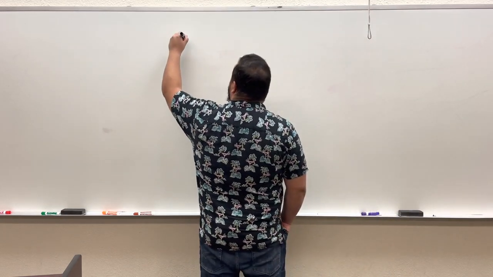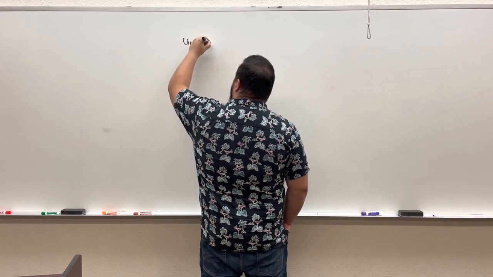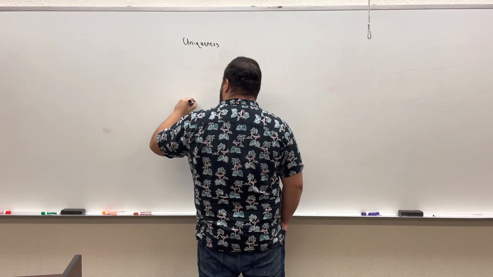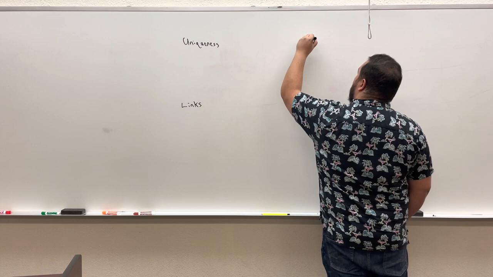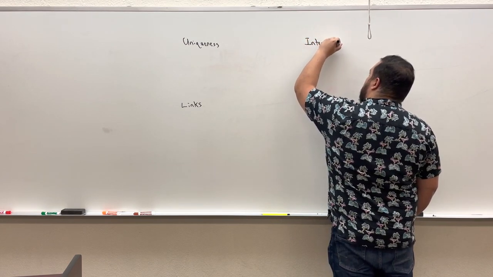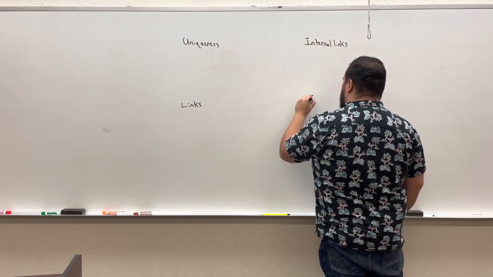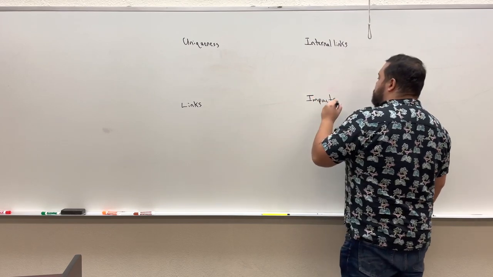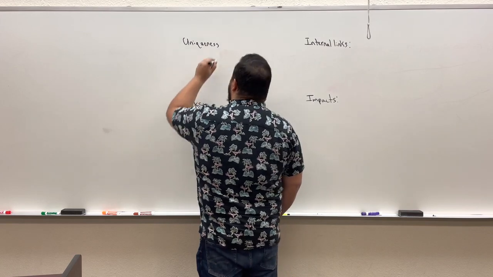So we will start with uniqueness. Eventually, we'll do our links. We'll do our internal links. And we will do our impacts. So, how do we write a file?